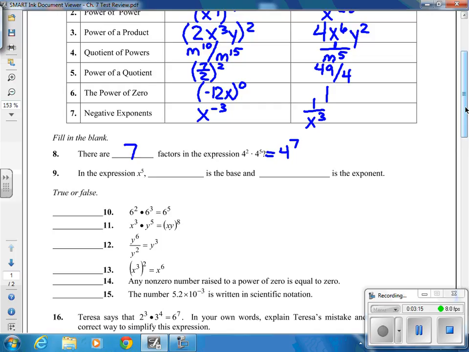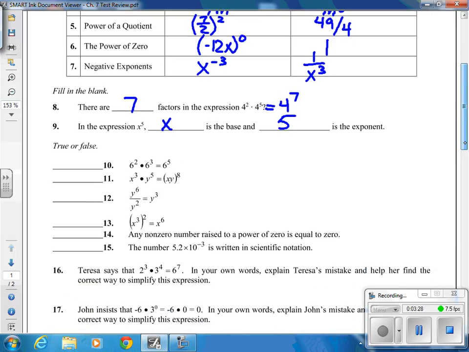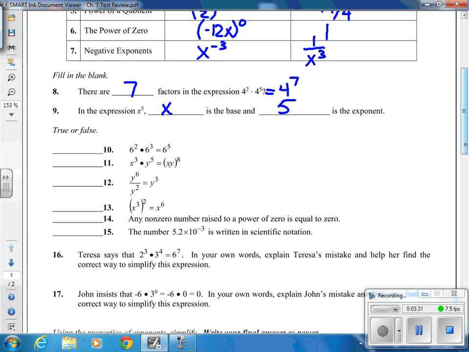For number 9, in the expression x to the 5th power, x is the base and 5 is the exponent. This is just knowing your components of what makes up a power. For 10 through 15, you are doing true or false type deals, so you're going to have to look at each one individually and determine if that is something you can do correctly or not.